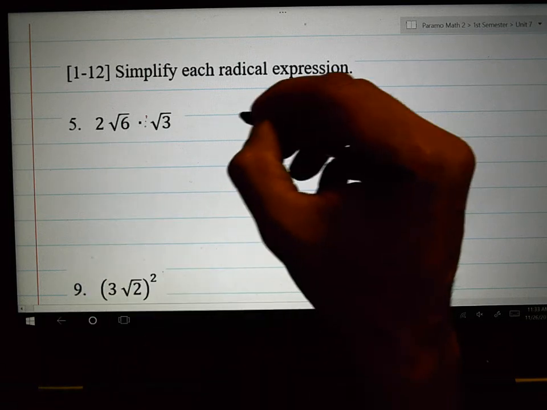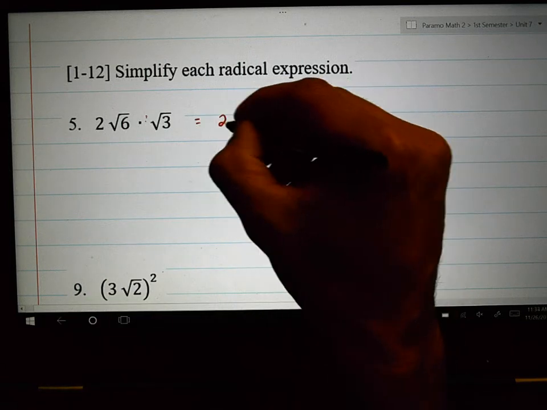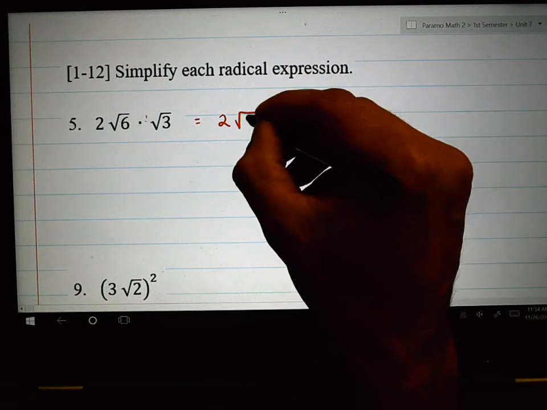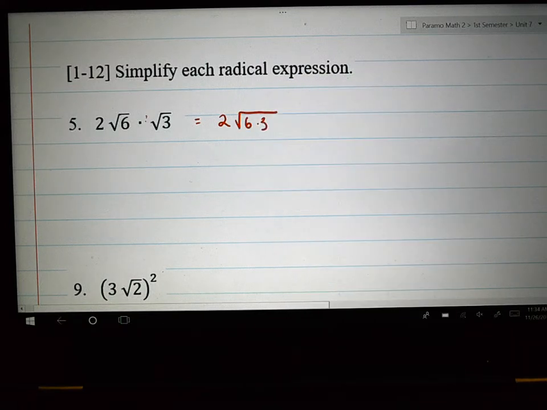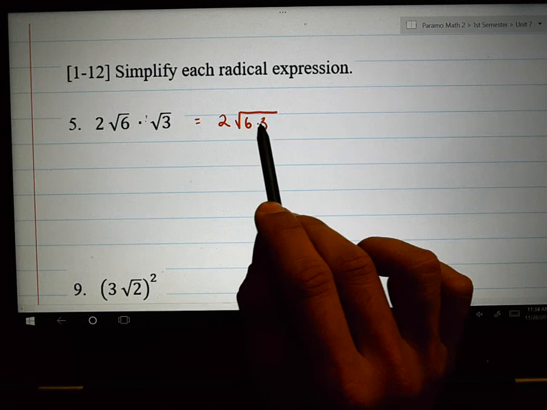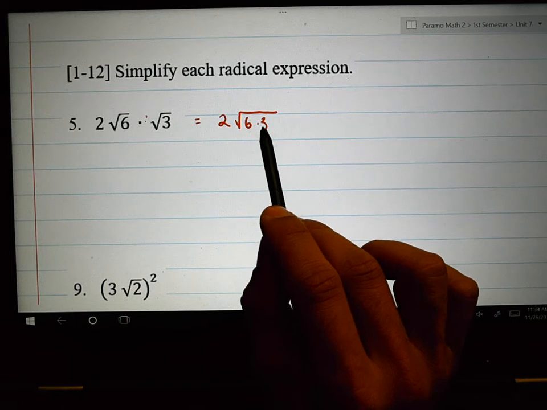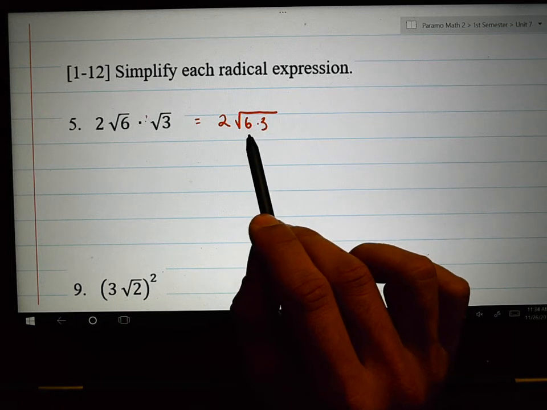Inside. So outside numbers would look like this. Inside numbers would look like this. There's kind of an inside of the radical and outside. Outsides multiply outsides, insides multiply insides. Now, you could multiply these numbers and make it bigger. 6 times 3 is 18, yes.